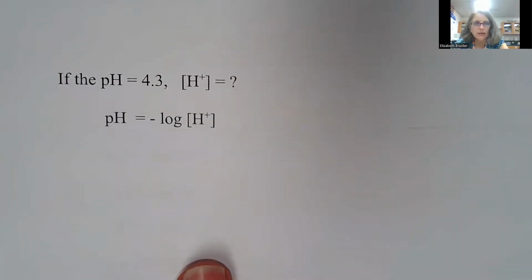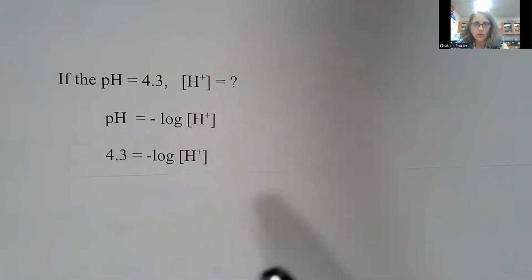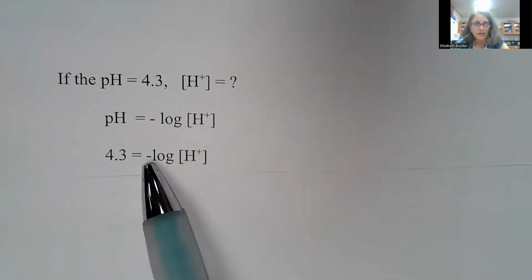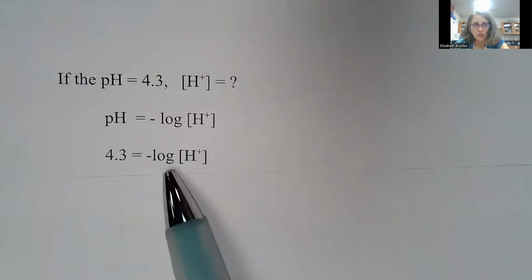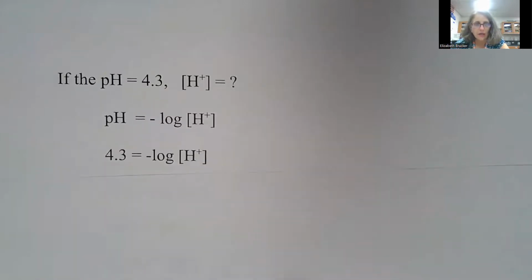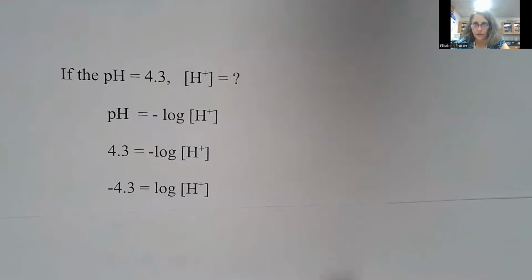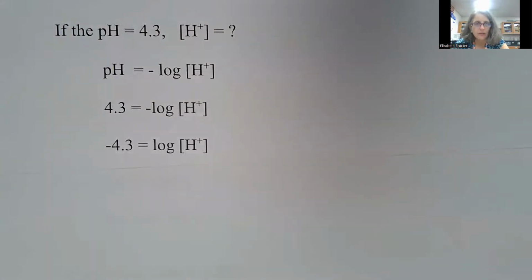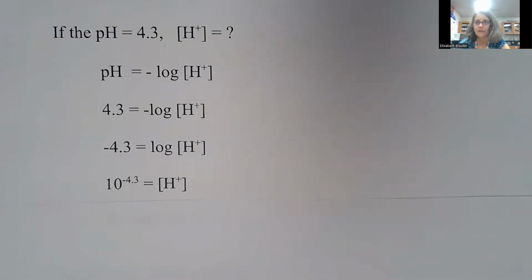So we know that pH is negative log of H plus. So I'm just going to show you where this all fits in. So 4.3 is my pH. So I'm just switching where my x is. And I have the negative log of hydrogen ion concentration, which is what I'm trying to find. So I need to move the negative over, like I would in a normal math problem. And now I need to bring the log over. Again, look at your calculator. It's going to be 10 to the negative 4.3.